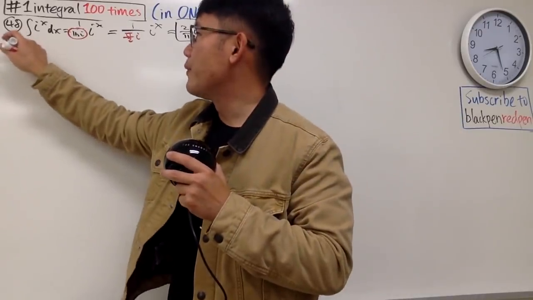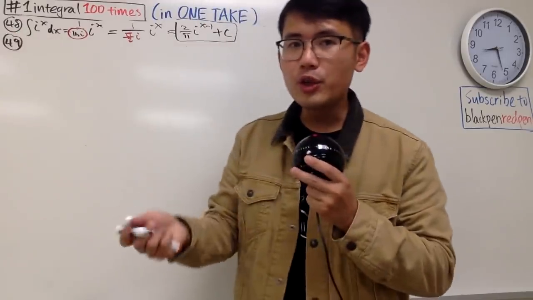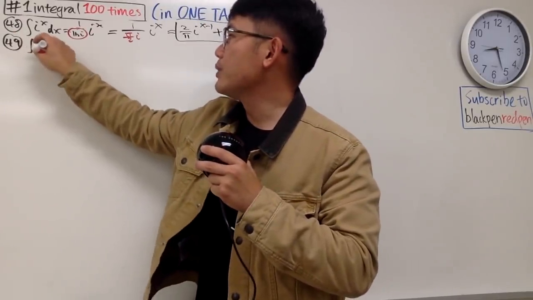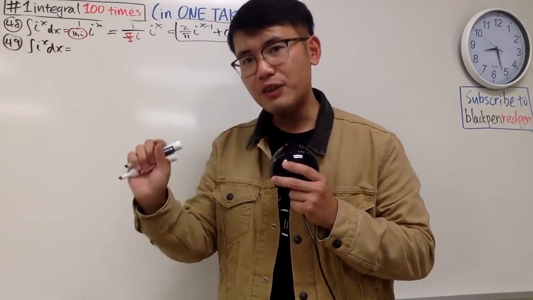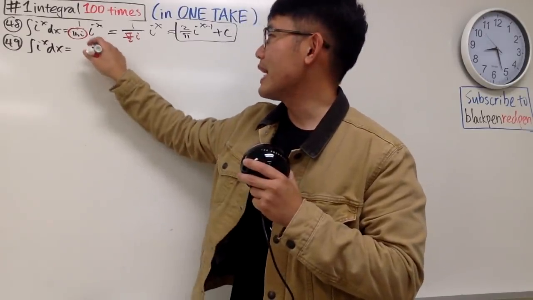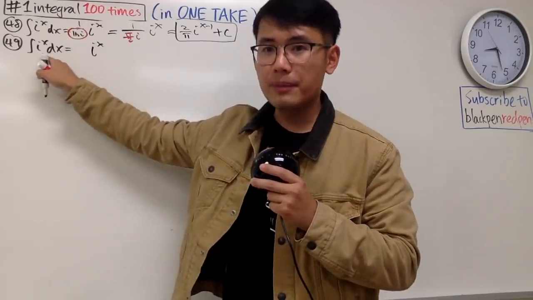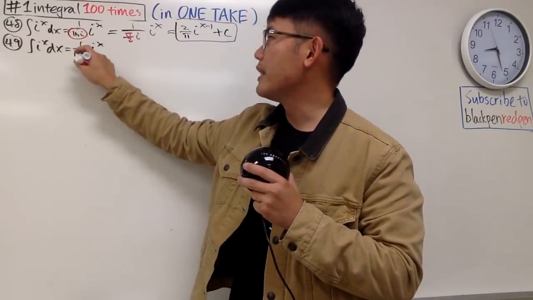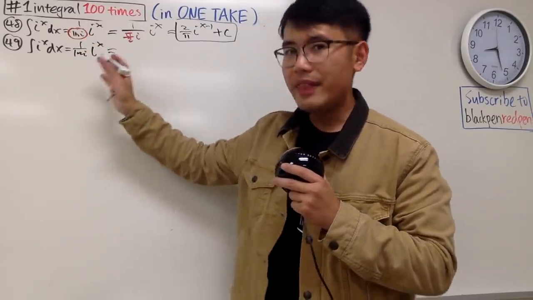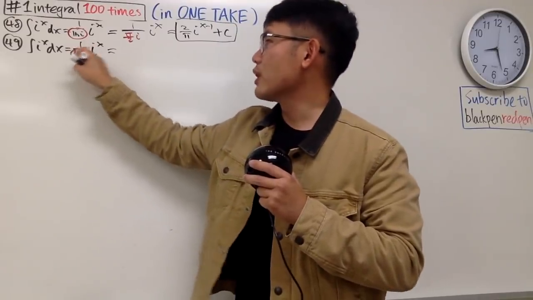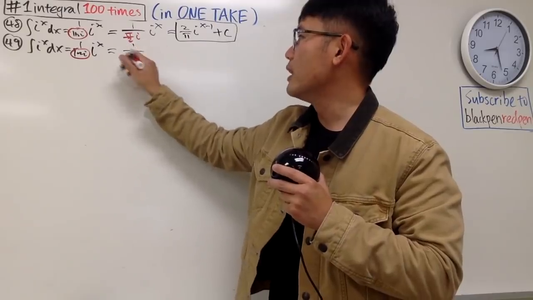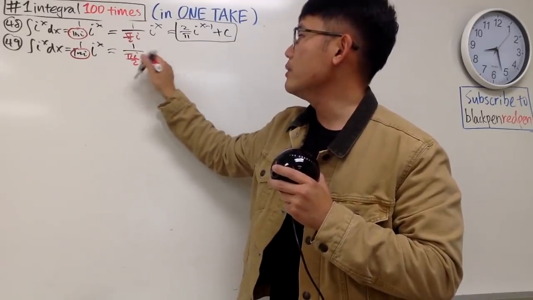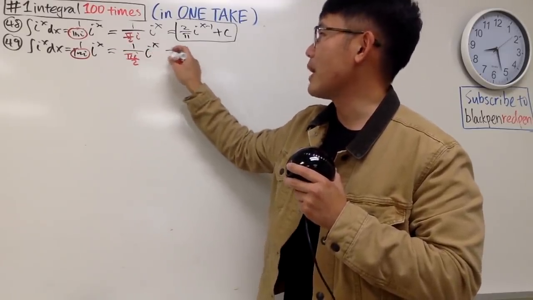Now, number 49. Again, I'll show you how to integrate i to the x power dx. Well, this is not e to the x, but it's very similar. All we have to do is i to the x, but divided by the natural log of the base, which is just 1 over natural log of i. Now, natural log of i is the same as pi i over 2. So here we have 1 over (pi i over 2), multiplied by i to the x power.